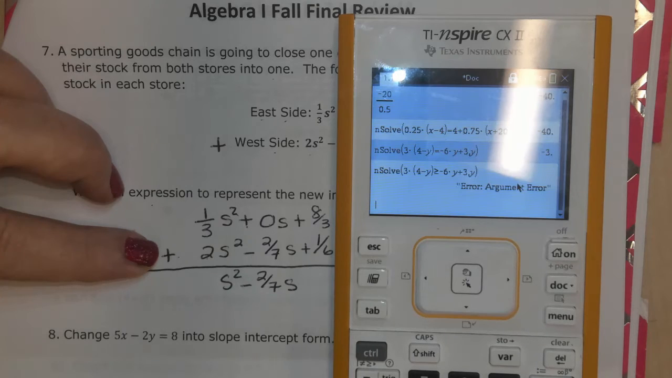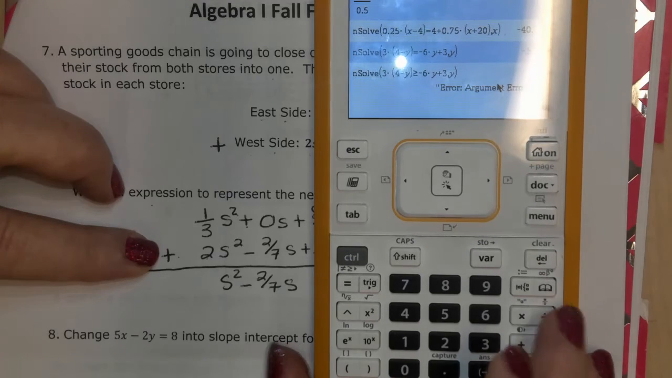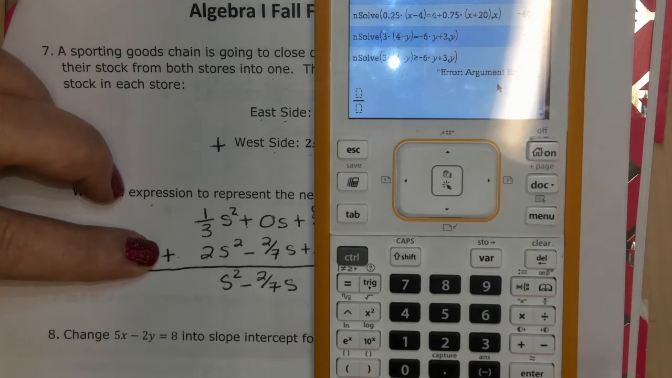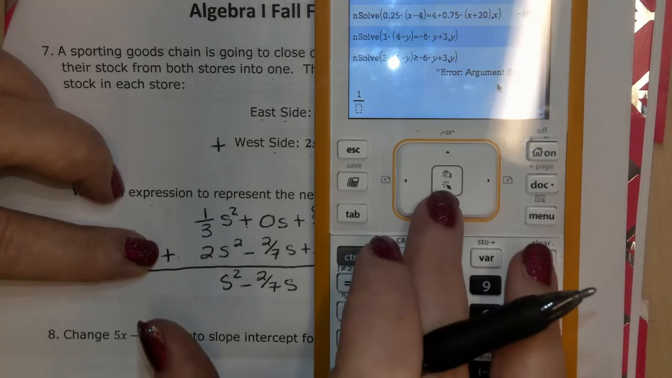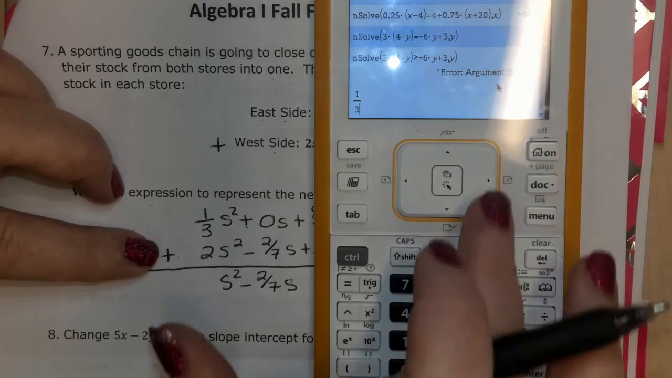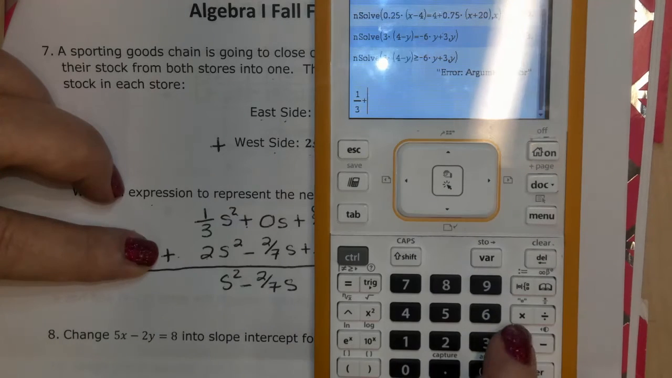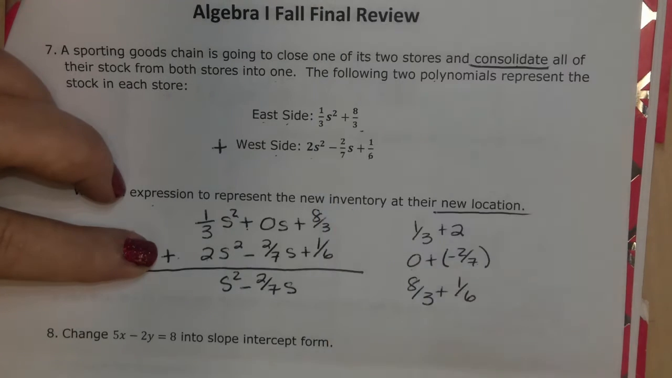I know, you're in test mode. So 1/3, control, let me make sure you see this. Control, divide gives you a fraction. 1/3 plus 2. 7/3.